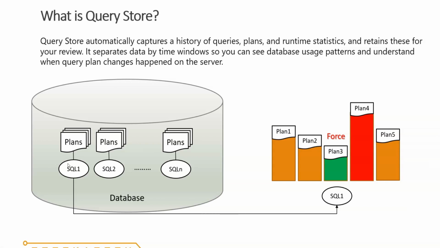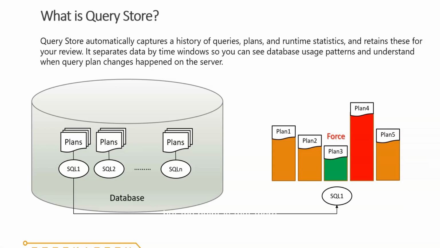For example, if I have a SQL statement SQL1 here, there are multiple plans generated for the SQL statement during various execution environments, such as different bind values. For example, SQL1 has plan 1 to plan 5. If plan 3 is the best among all historical plans, you can force this plan as the default plan of SQL1, so you can bring back the best performance from the degraded performance, if any, of the SQL statement from the history.